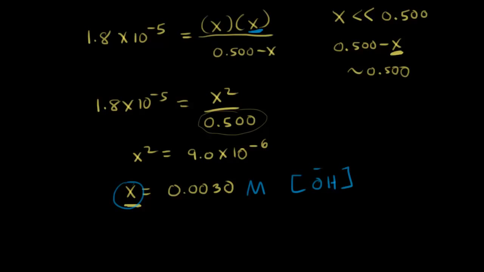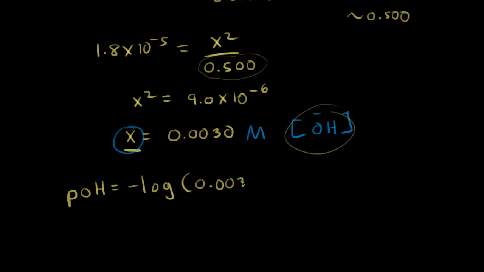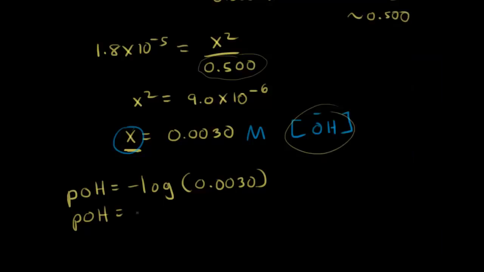And our goal is once again to find the pH of our solution. So first we could find the pOH. So that's one way to do it. The pOH is equal to the negative log of the concentration of hydroxide ions. So we could go ahead and take the negative log of 0.0030 to calculate the pOH of our solution. So let's do that on our calculator. So negative log of 0.0030 is equal to 2.52. So the pOH is equal to 2.52.